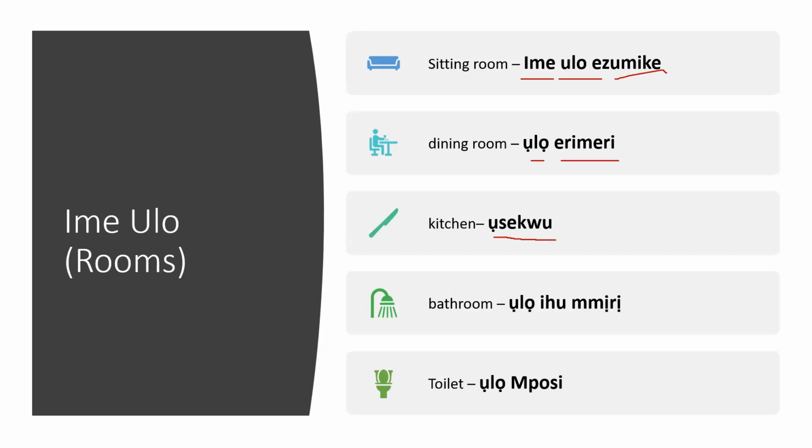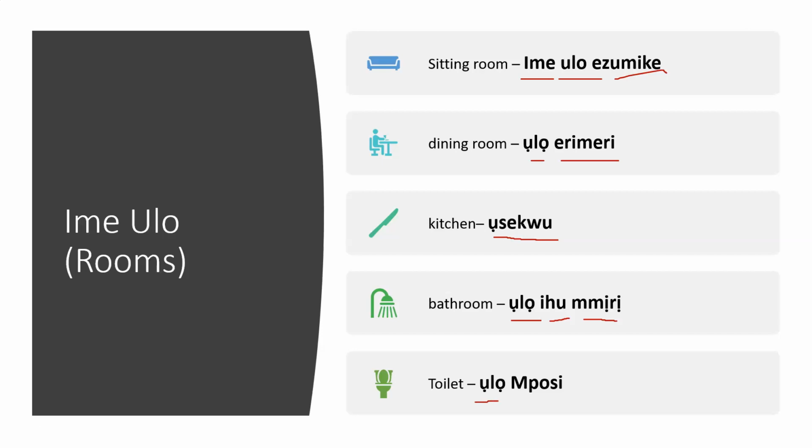Dining room, ụlọ erimeri. Erimeri is like feasting, yes? And when you eat with your family, it's like a mini feast. Ụlọ erimeri. Kitchen. Usekwu. We have a phrase. Usekwu nnem, my mother's kitchen.